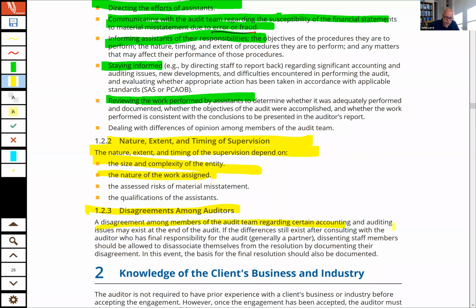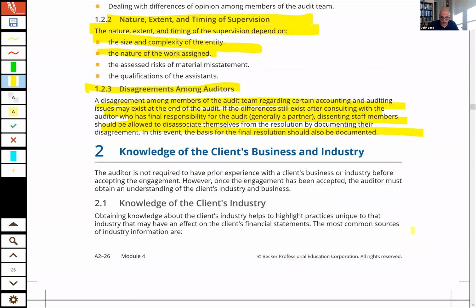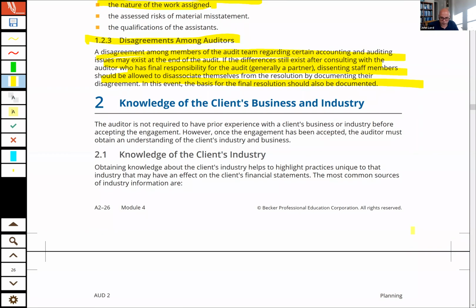If there are disagreements, assistants should be allowed to document their disagreement. And this is about very critical matters related to the audit. You know, don't put in there, I disagree that we took lunch at noon instead of 11:30. It's not that kind of a disagreement. It's critical matters, probably something as you are resigning from the firm that you may want to document any disagreements.